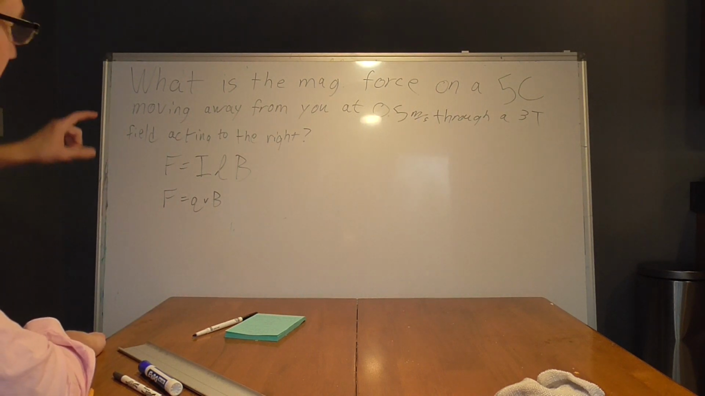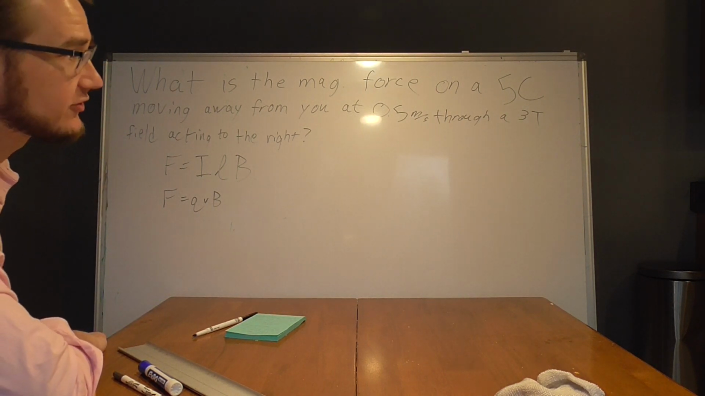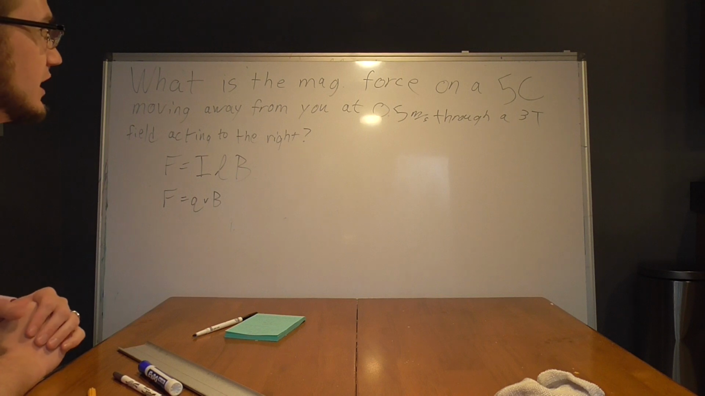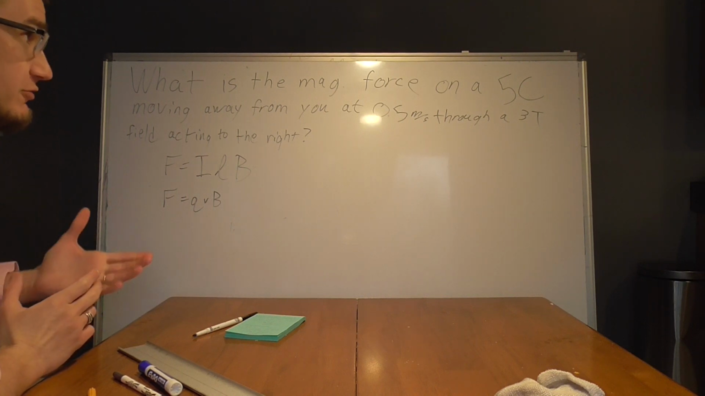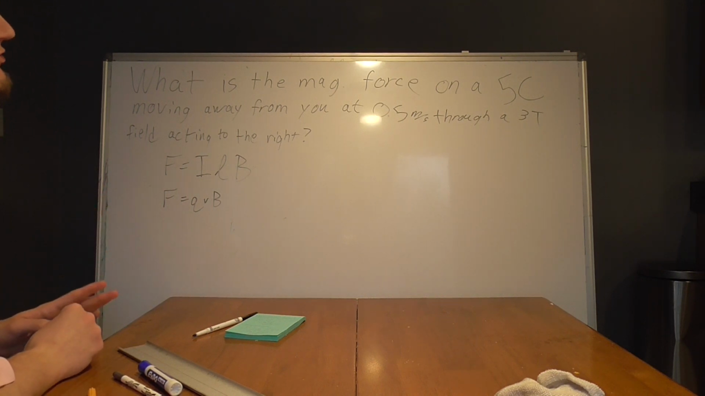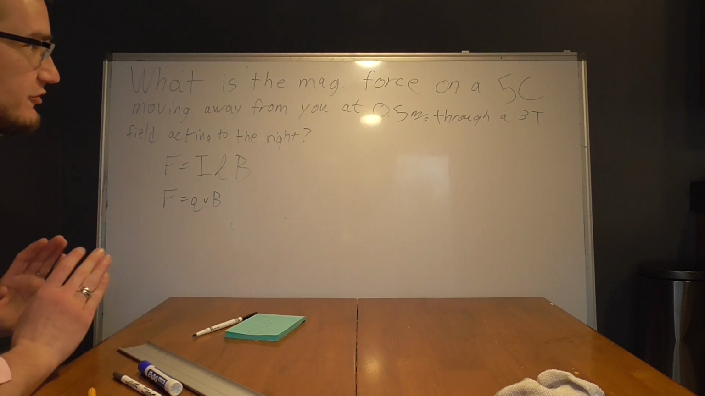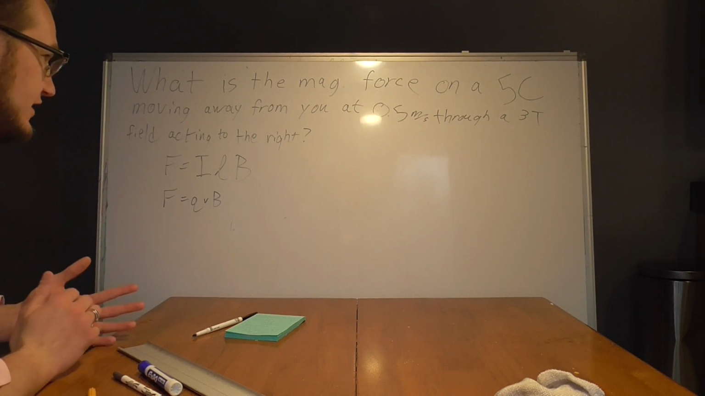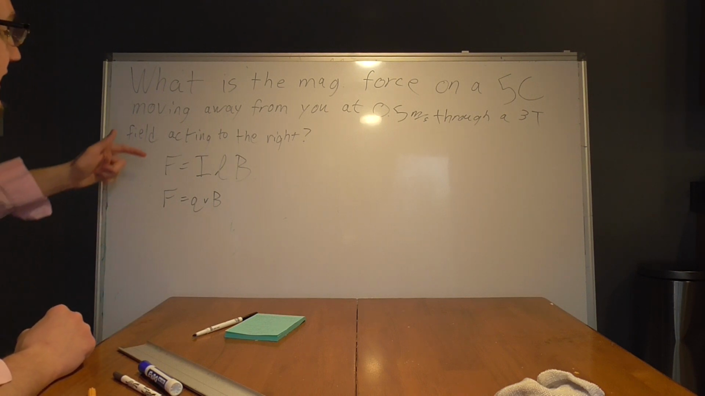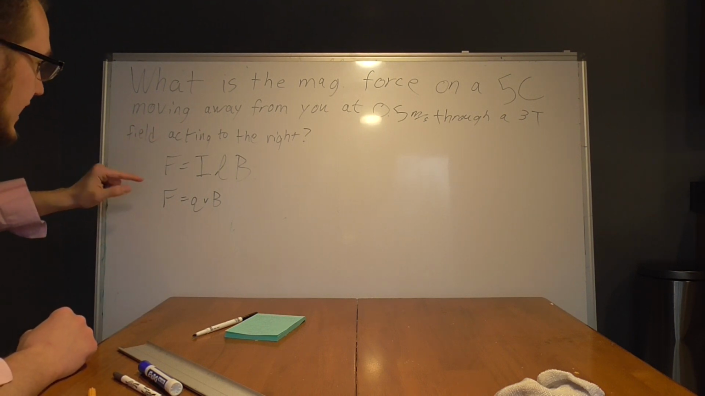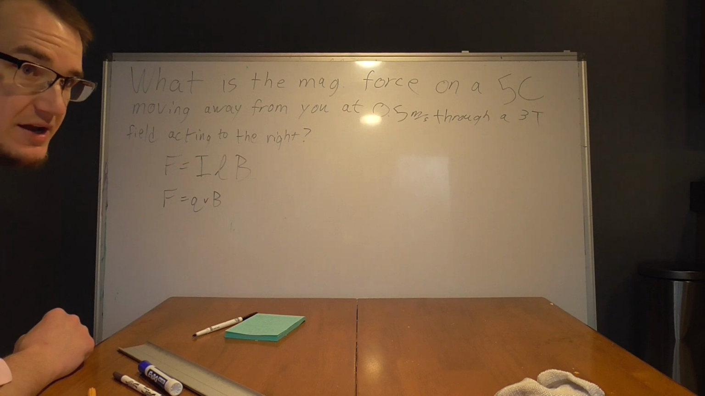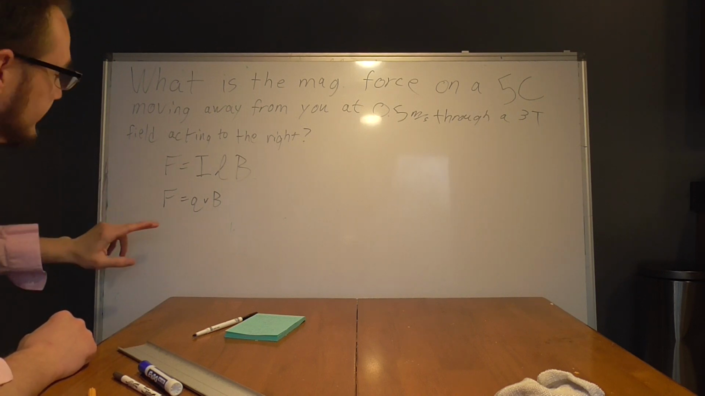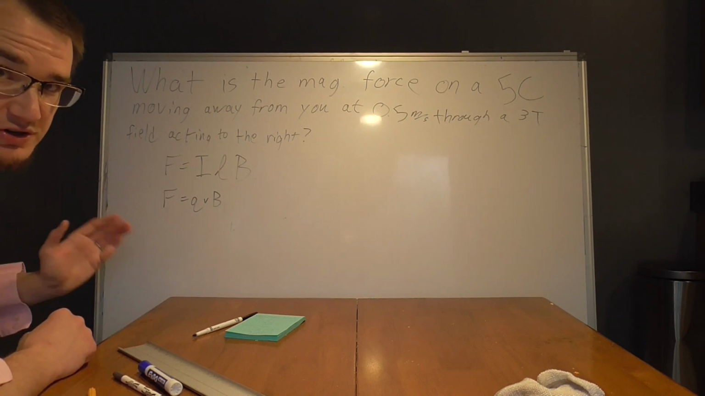So here's the problem I made. What is the magnetic force on a 5 coulomb charge? I didn't write charge, but whatever. Moving away from you at 0.5 meters per second through a 3 Tesla field acting to the right. So the two equations that you have are F equals ILB and F equals QVB. The ILB is for wires, the QVB is for individual charged particles.